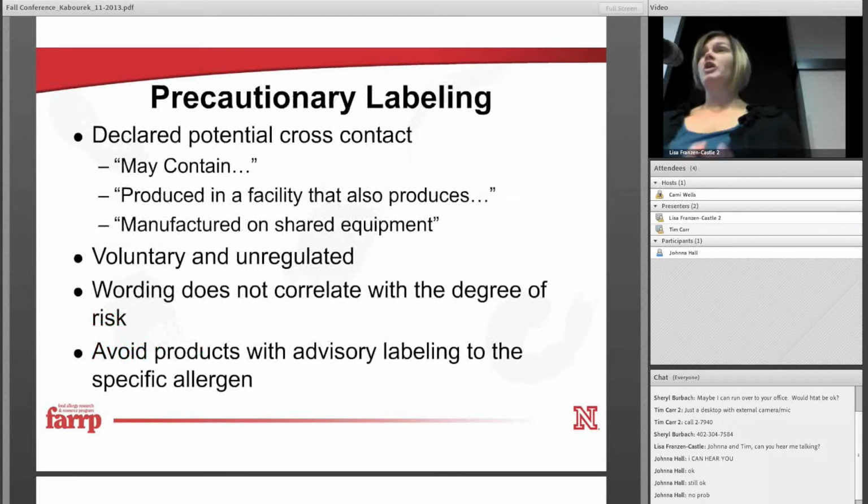We're going to go over precautionary labeling. So I'm sure all of you have seen a food label. It says, made in a facility that processes tree nuts, milk, eggs. So what does that mean? Is that part of FALCPA?